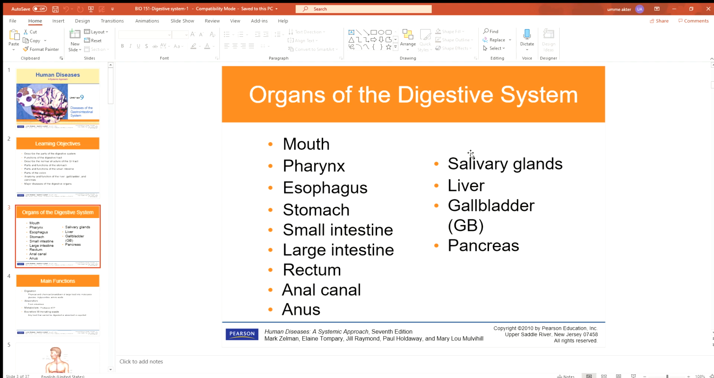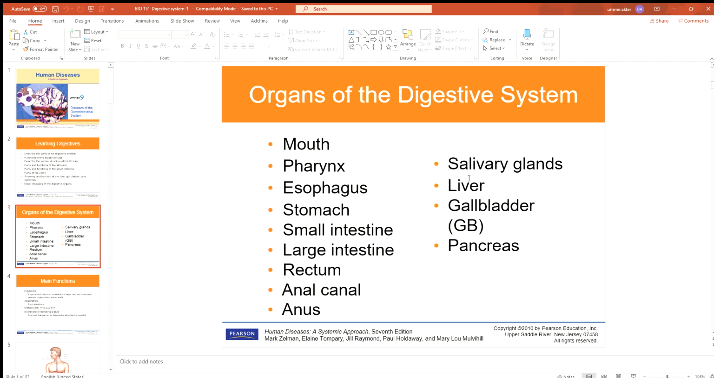That is the start of the swallowing of the food. Saliva also contains amylase, which is a digestive enzyme, and lipase.